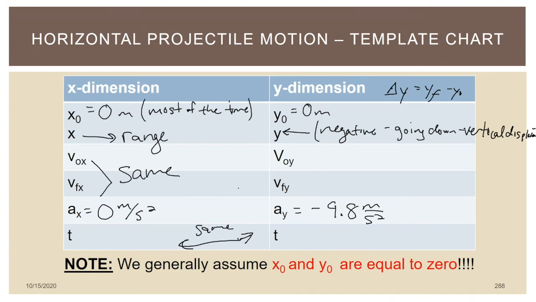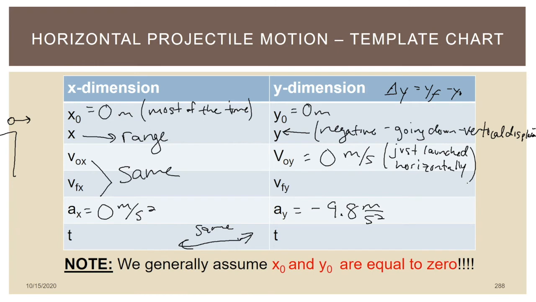And the last thing we should say is what makes a horizontal projectile problem is that the object is just launched horizontally. And the idea is, if the object is just launched in the horizontal direction, then it's not launched in the vertical direction. And so in the vertical direction, since it's just launched horizontally, the initial speed in the y direction is always going to be 0.